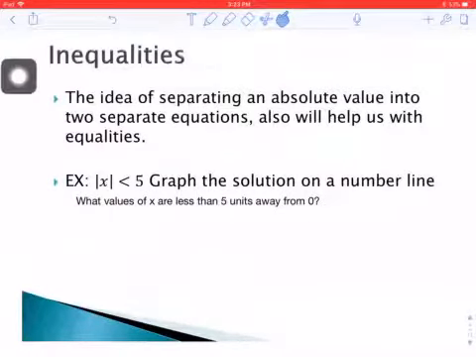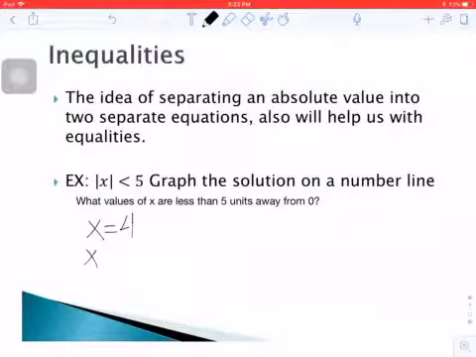So the question that I really want you to focus on when you see a question like this is what values of x are less than 5 units away from 0, because remember absolute value is all about distance. And so we could consider things like x could be 4, x could be 2, x could be negative 3. All those things are less than 5 units away.